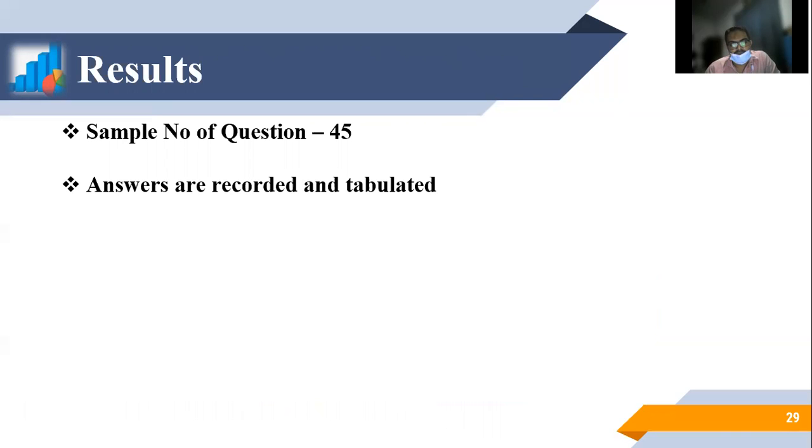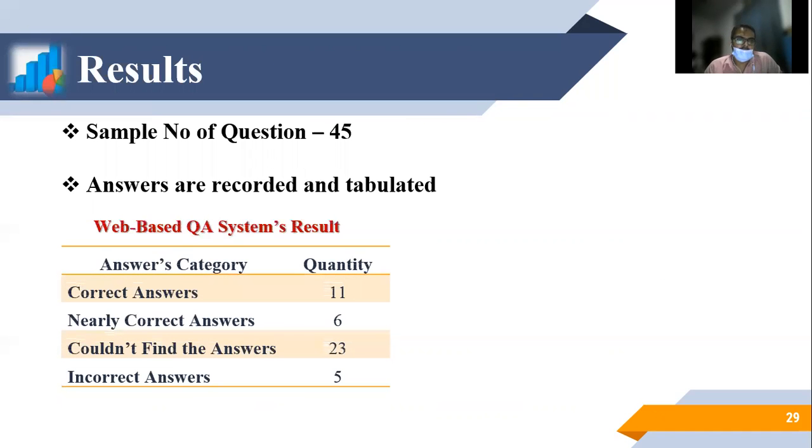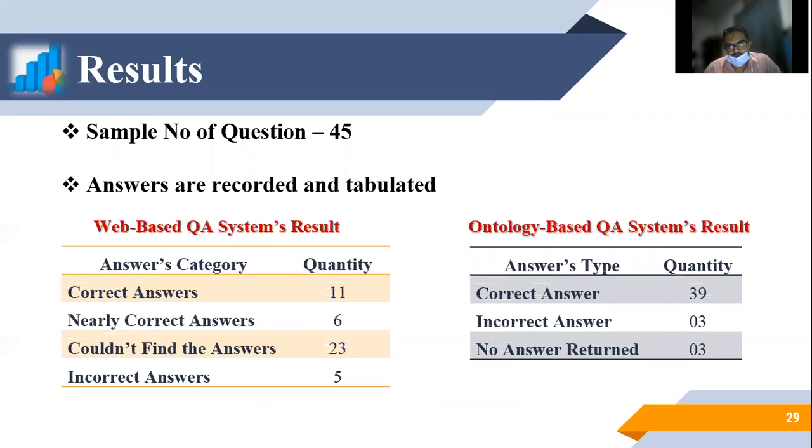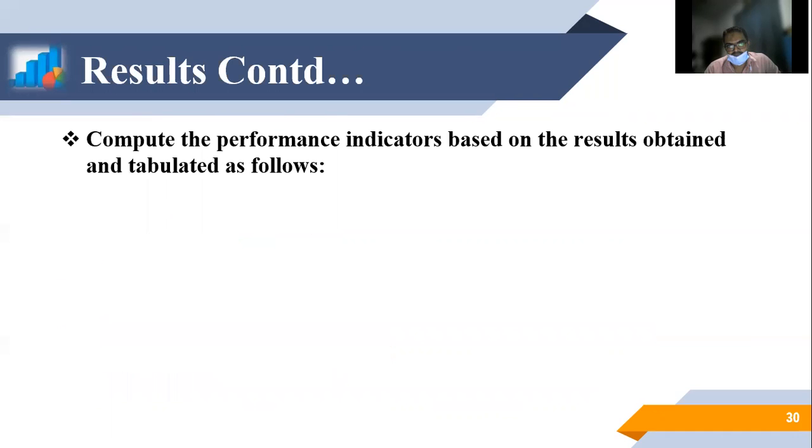In both systems, we have tested with 45 sample questions. The same 45 questions are fed into both systems, and the answers are recorded. Web-based QA system results are shown in this table, whereas ontology-based QA system results are shown in this table. The performance indicators can be computed from the results obtained, and we compare these two systems according to those results.